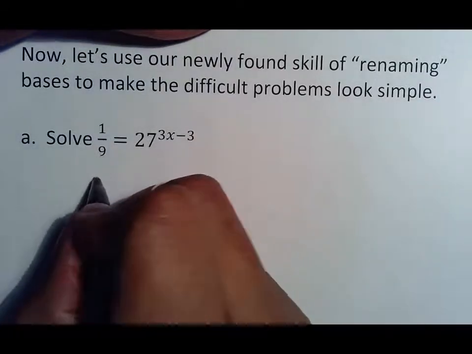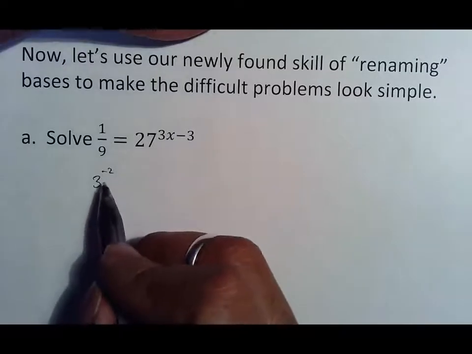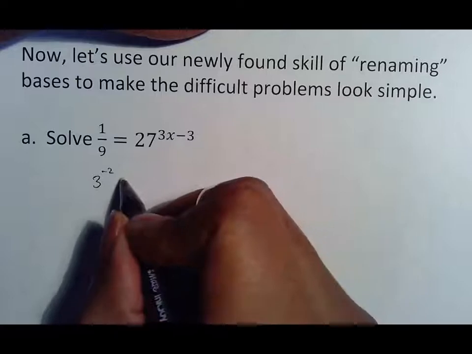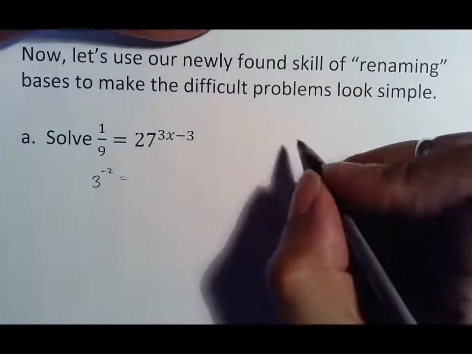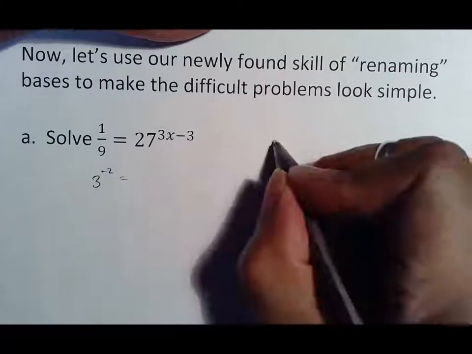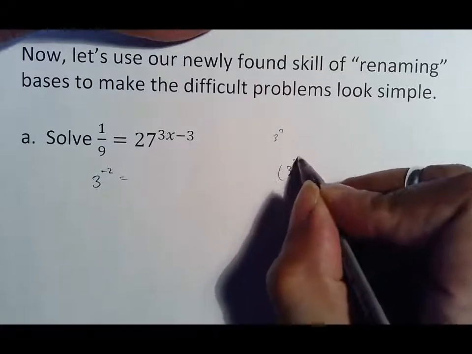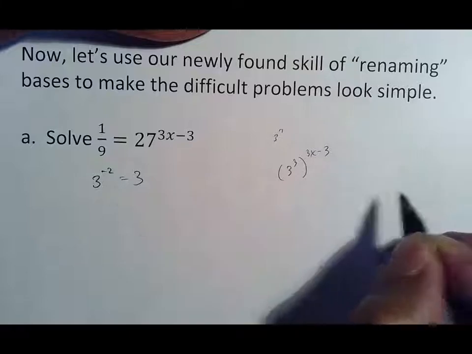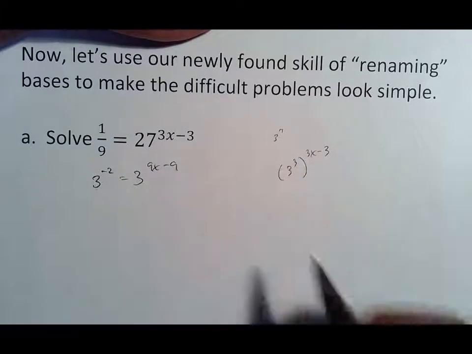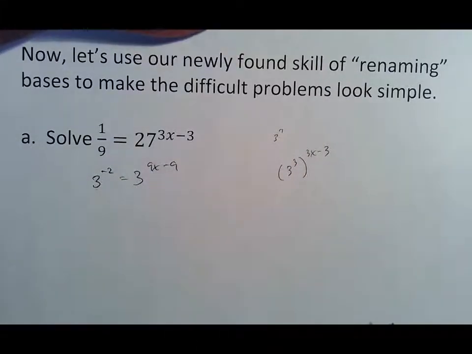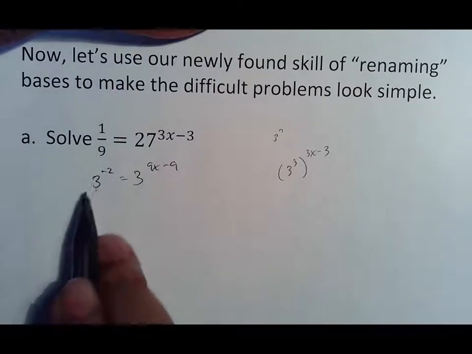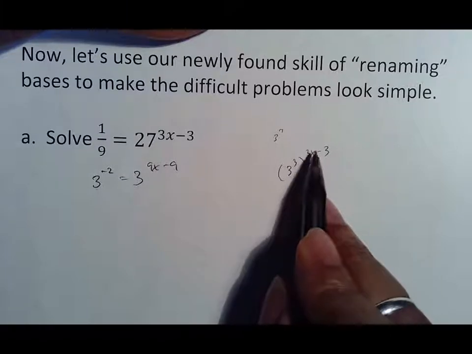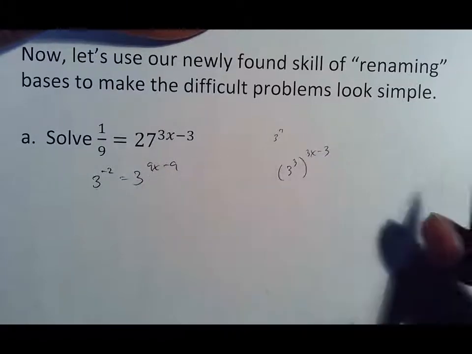So this is 3 to the negative second. How do I know that? Because 3 to the second is 9, and the negative is going to put the 9 on the bottom. I'm going to convert this off to the side. 27 is 3 to the third, so 3 to the third to 3x minus 3 is 3 to the 9x minus 9. So again, 1/9 is 3 to the negative second. 27 is 3 to the third. Going to that leaves me with 9x minus 9.